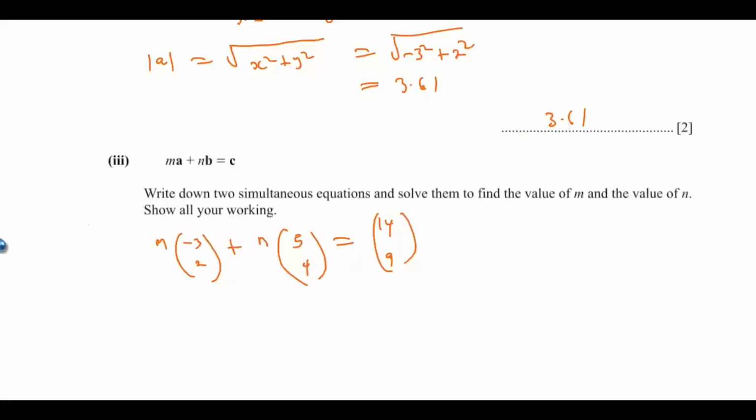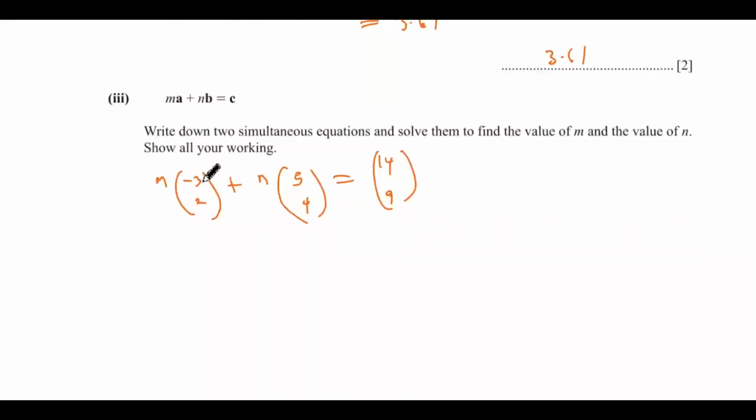So we need to form two simultaneous equations from here. The first one will be m times minus 3, that will be minus 3m, plus 5 times n, 5n, equals 14. So this will be equation 1. The second one will be 2 times m, 2m, plus 4 times n, 4n, equals 9. So this will be equation 2.